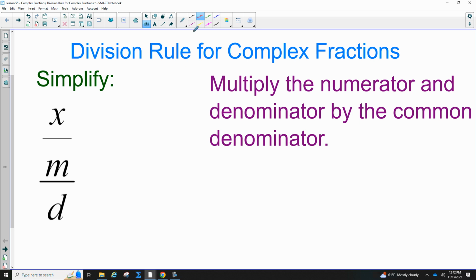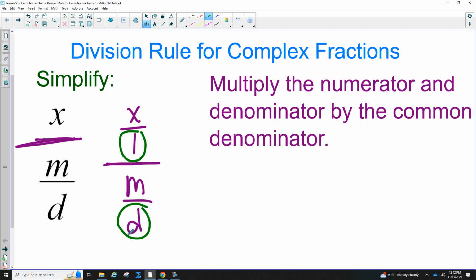So the first thing is this x is really over 1, and then we're dividing by m over d. So you look at the common denominators. I have a denominator of 1 and a denominator of d. So the common denominator is d. And we are allowed to multiply by d over 1 and d over 1. What this really is, is d over d, and d over d is equal to 1. So you're not changing the value of the fraction. You're allowed to multiply by the same thing over the same thing and not change the value.